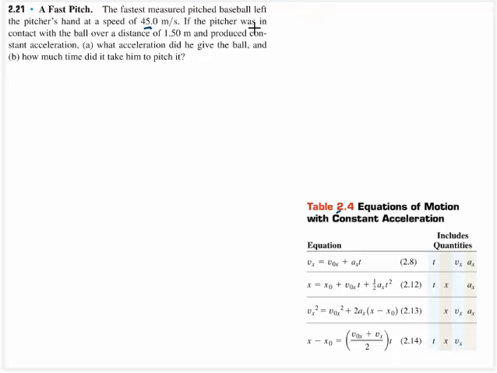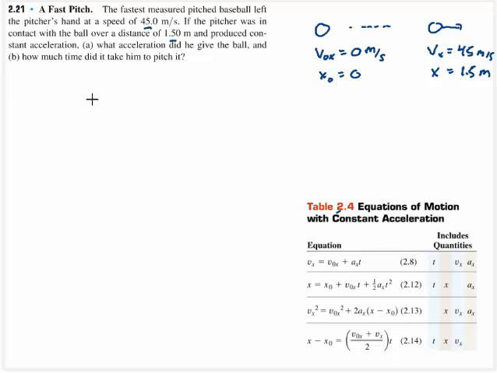So the baseball leaves the pitcher's hand at 45 meters per second, and it took him 1.5 meters to do that. So kind of draw the ball starting out, and we've all watched baseball. We know that the ball is going to start off with 0 meters per second of velocity, and very typically we say the initial position is always equal to 0. So cut to the ball 1.5 meters later. Now it's got some velocity that's going to be equal to 45 meters per second, and it took him 1.5 meters to achieve that velocity.